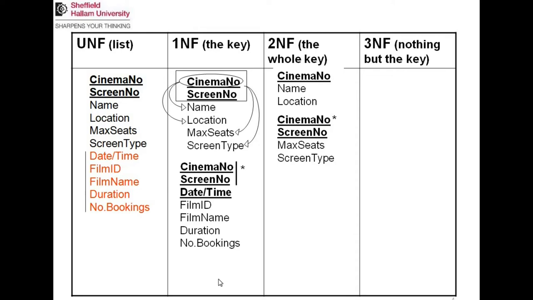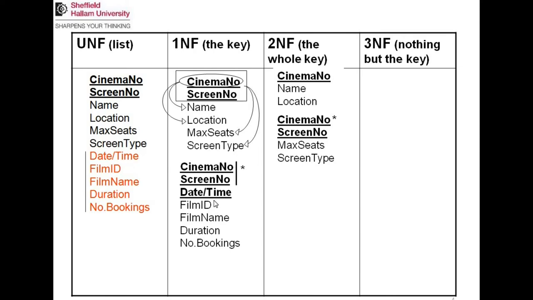What about the bottom structure? The film ID, it's the film that is showing in that screen of that cinema at this date and time. If it was a different date and time, or a different screen, or a different cinema, it wouldn't be the same film. So that depends on all three. What about the film name? Well, you might want to tell me it depends on the film ID, but we will do this later in 3NF.